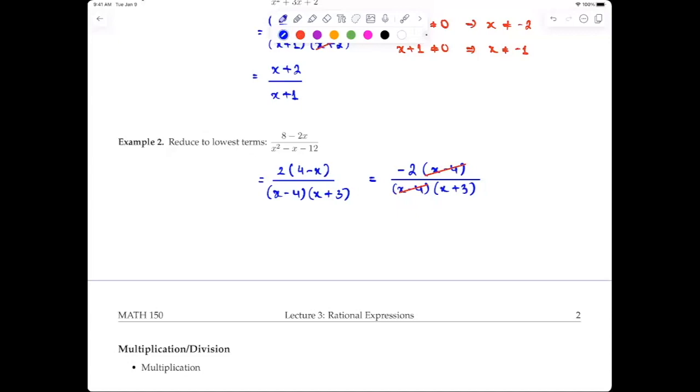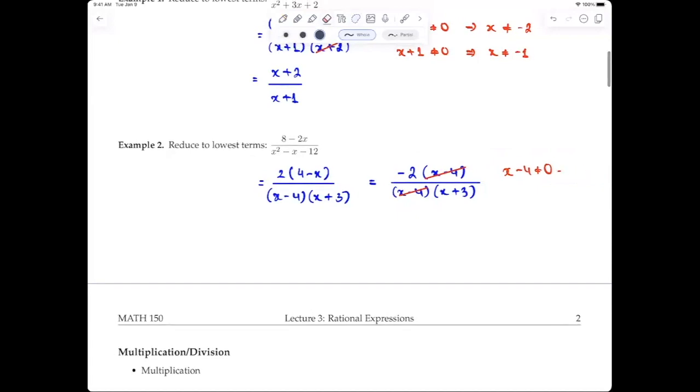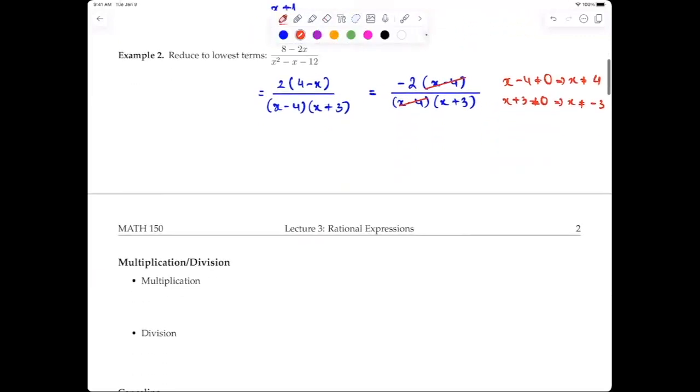Again, you impose the condition that x minus 4 is different from 0, or x is different from 4. I'm sorry, here it is +4, not -4. And x plus 3 is different from 0, or x is different from -3. And you're left with -2 over x plus 3.